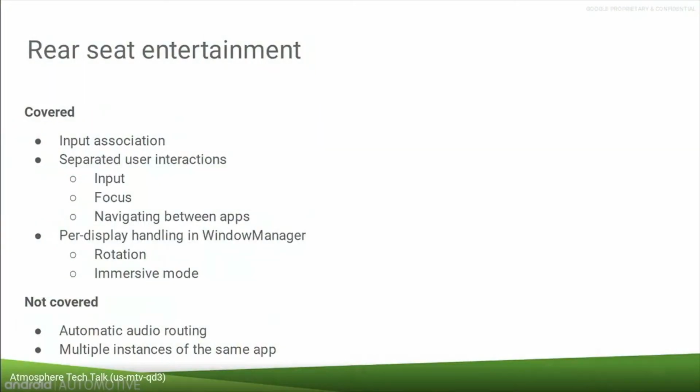So taking a look at rear-seat entertainment, we actually covered a lot. Input is now automatically associated with correct displays, and user interactions are much better separated, and navigating within an app will not disrupt other users working with the system. But there are still a lot of areas that are missing. For example, audio will not automatically be routed, and in a lot of cases, you need to support multiple instances of the same app. So you need to keep that in mind while working on your system.